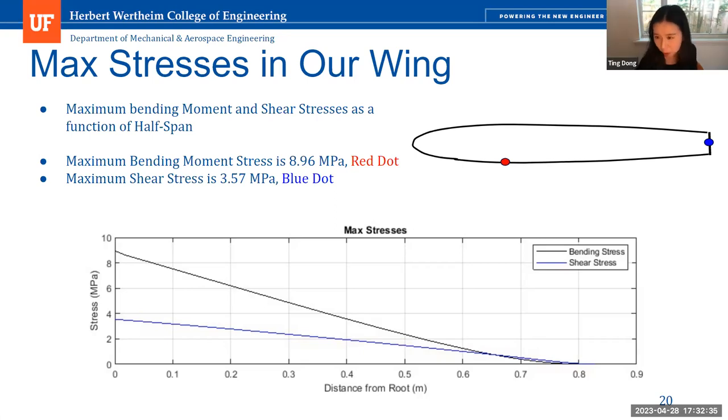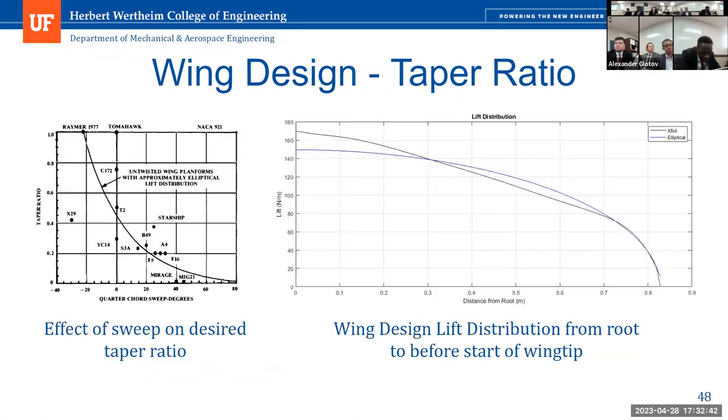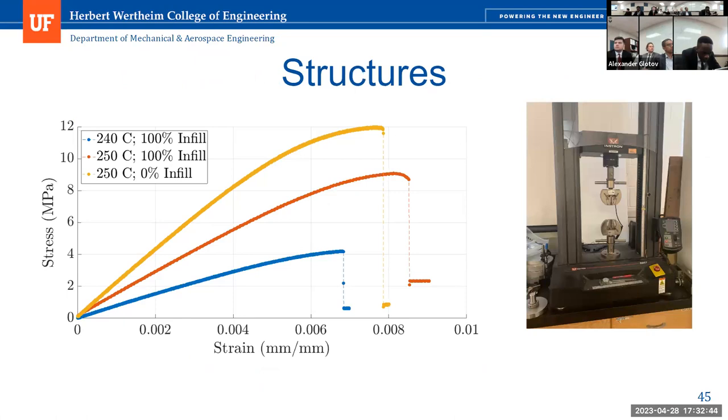And also you shared one page to Jacob, the page 45. Can I see it again? Yes. So I'm just a little curious here, at 250 degrees, why zero infill has better performance than 100% infill?